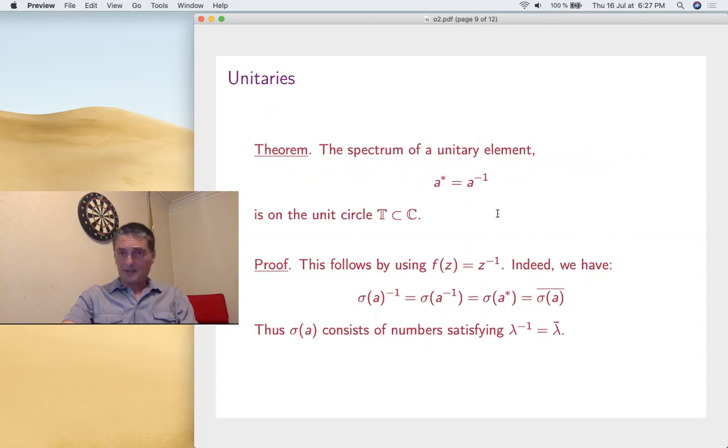Now, what else can we say? Once again, analogy with matrices. If you take a unitary, the spectrum is on the unit circle. We use this rational calculus with z minus 1. So see, I use the unitarity here, and I get that if lambda is in the spectrum, it means that lambda inverse must be lambda bar. It's on the unit circle.